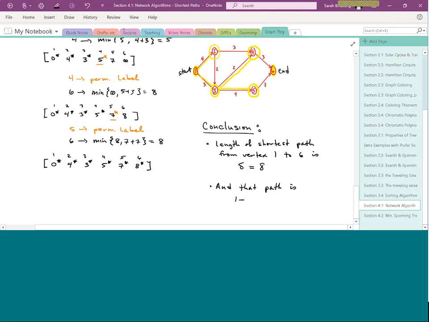Don't overthink it. You totally, theoretically, hopefully got it from the label right there on the algorithm we just did. Now, if you want to actually find that path, you had to keep track of how we got this length of 8.